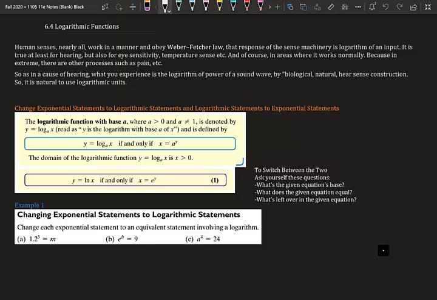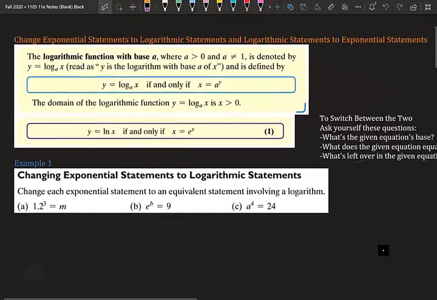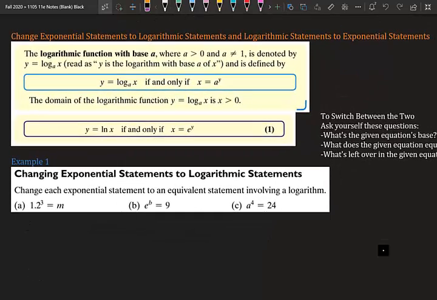The inverse of exponential functions are logarithmic functions. So I like to say they're the same, but different. They are inverses of each other. That's why all of chapter 6 is the way it is. It finally all comes together. We're talking about inverse functions. Logarithm and exponential are inverses of each other. So that's why we can change exponential statements to logarithmic statements and logarithmic statements to exponential statements.